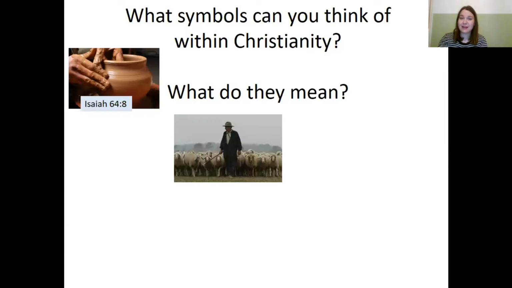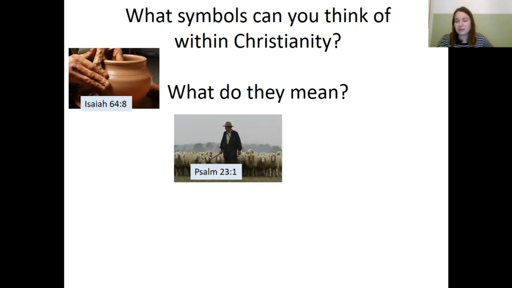Quite a famous symbol in Christianity is of a shepherd, and sometimes just the shepherd's staff, which has a curl at the top. And God is called the Good Shepherd. Jesus is called the shepherd, and people are the sheep. So that imagery is used a lot in the Bible, and therefore in Christianity it's been a famous image.